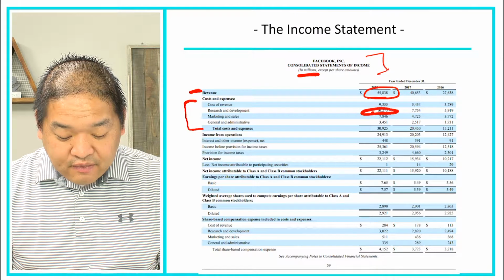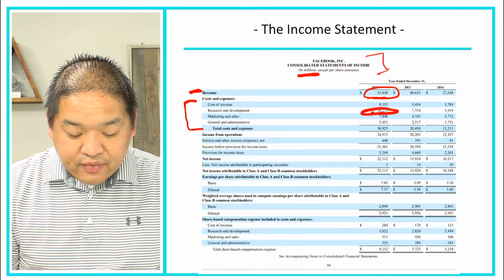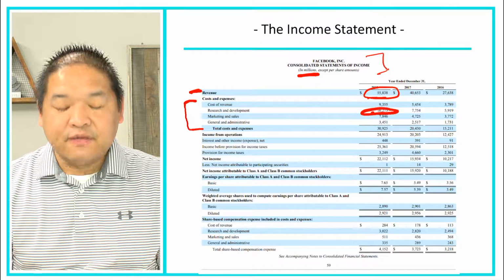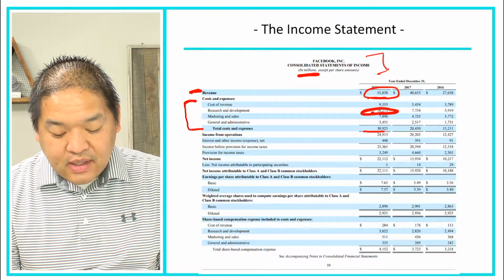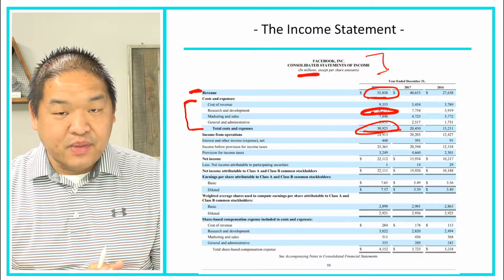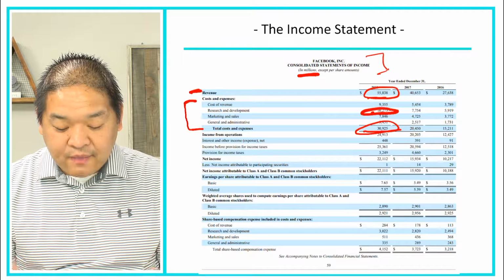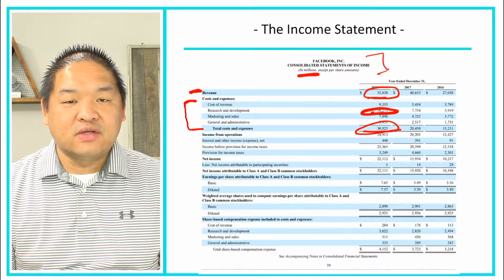Marketing and sales, $7,846 million. And then general administrative, $3.451 billion, for a total expense of $30.925 billion. So we've got revenues of about $55 billion. We have expenses of about $30 billion. If we subtract that, we should get about $24.9 billion of income.